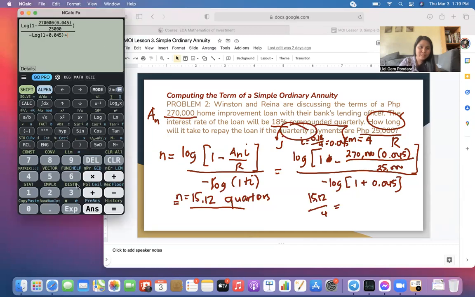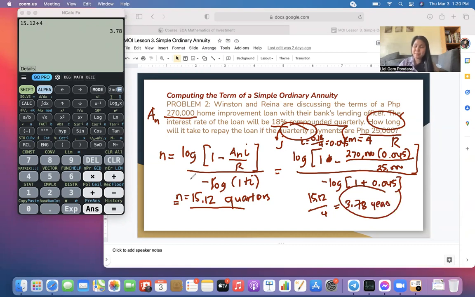So we divide the answer, 15.12, by 4. Then in years, it will be 3.78 years. Both answers are correct. It depends on the choices. Any questions? No, ma'am. So I assume you've understood it well.